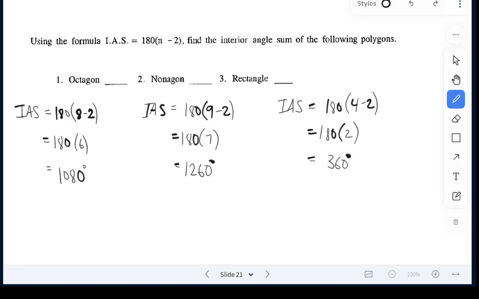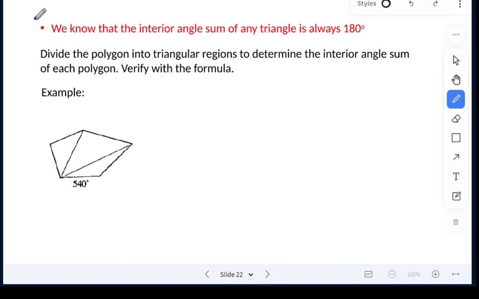All right, so that is the interior angle sum. Now, looking at what we already know, when we have a triangle, the interior angle sum of any triangle is always 180 degrees. So another method you could use, if you are looking at a polygon and you forget the interior angle sum formula, is to divide the polygon into triangular regions.